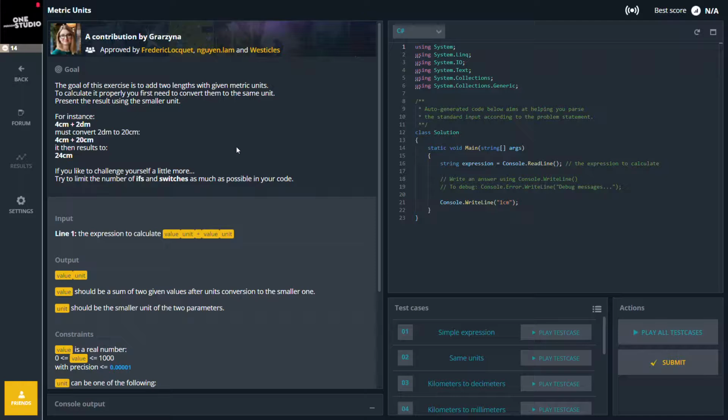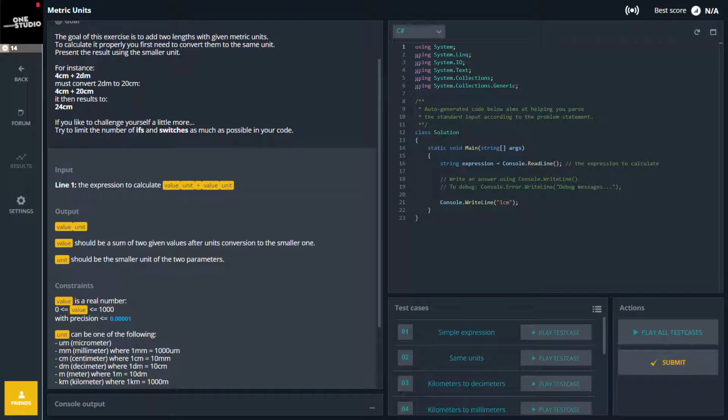In this episode, I'm going to solve this puzzle, metric units. The goal of this exercise is to add two lengths with given metric units. To calculate it properly, you first need to convert them to the same unit. Present the result using the smaller unit.